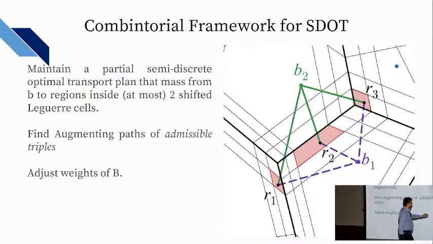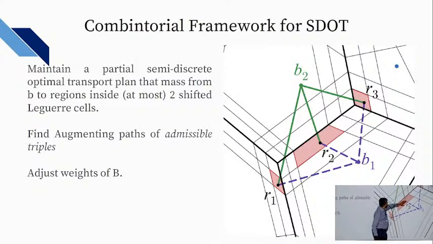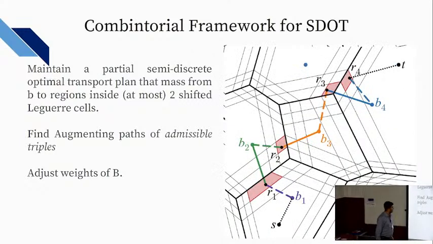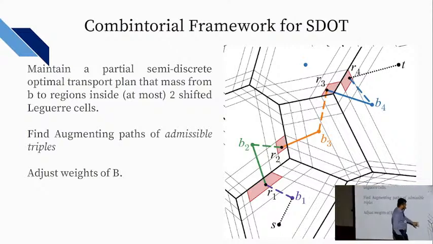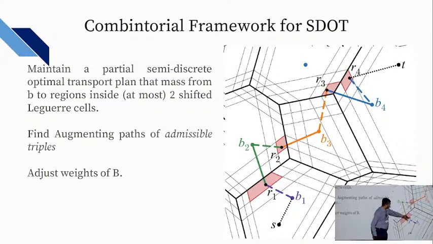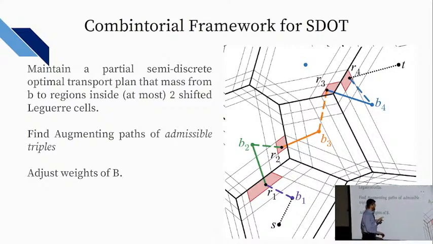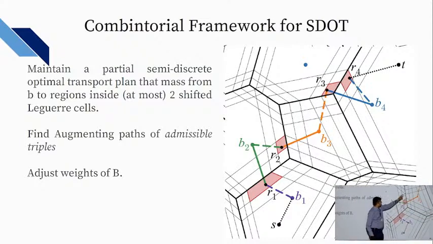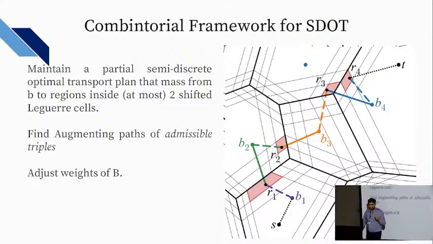Basically, imagine this region here, B2, is transporting mass to this region, but this region is closer to B1. Any such triple that you have, we call it an admissible triple. And then we define the notion of admissible augmenting paths, which is basically a set of admissible triples. If you take any three contiguous triples, then that will be admissible. If that's the property, and the starting and end points have some free mass, then we end up getting an admissible augmenting path.